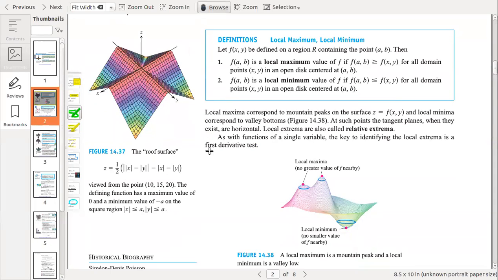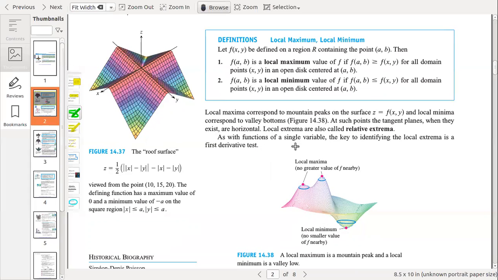So it means the local maxima is actually the highest value of the graph, and we just find what is the peak height of that graph at that point. And local minima is the lowest value, or you can say it's a valley bottom. At such points, the tangent planes, where they exist, are horizontal. Local extrema are also called relative extrema.